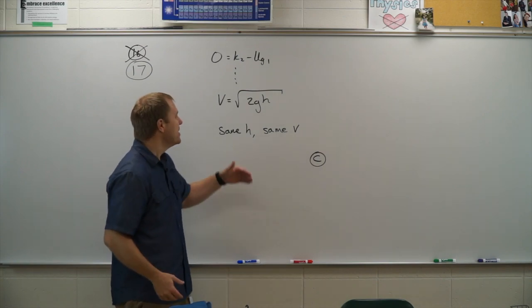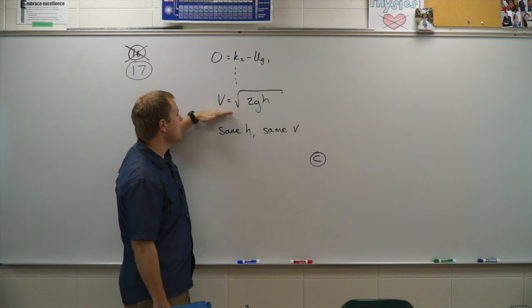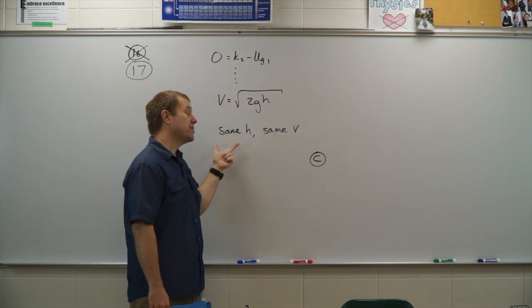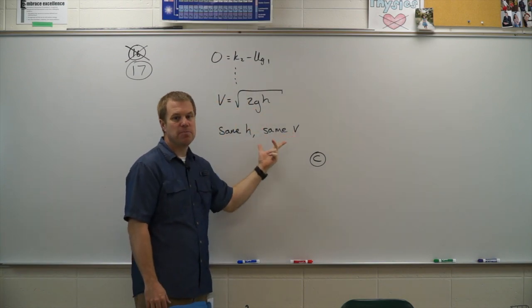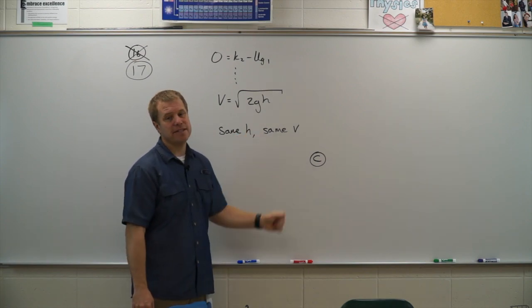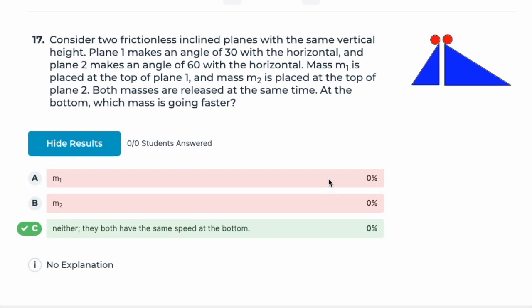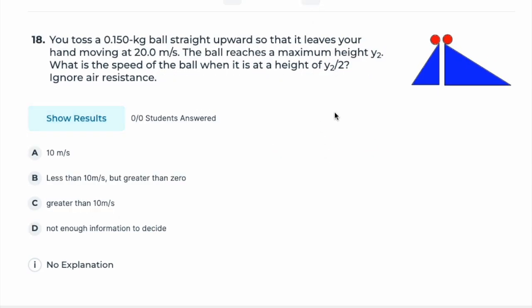Same concept. So if we look at that kinetic energy theorem, we see that the speed is equal to the square root of 2gh. So since they have the same height, they have the same speed at the bottom. Again, acceleration and time will be different, but they will have the same speed at the bottom. Correct answer, C. Correct, they have the same speed.